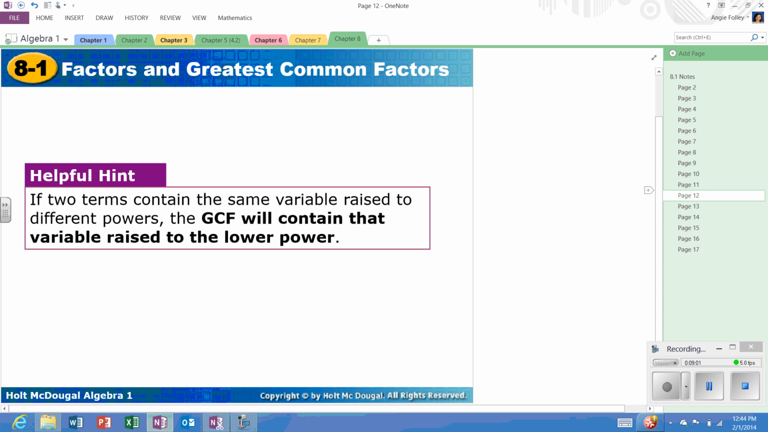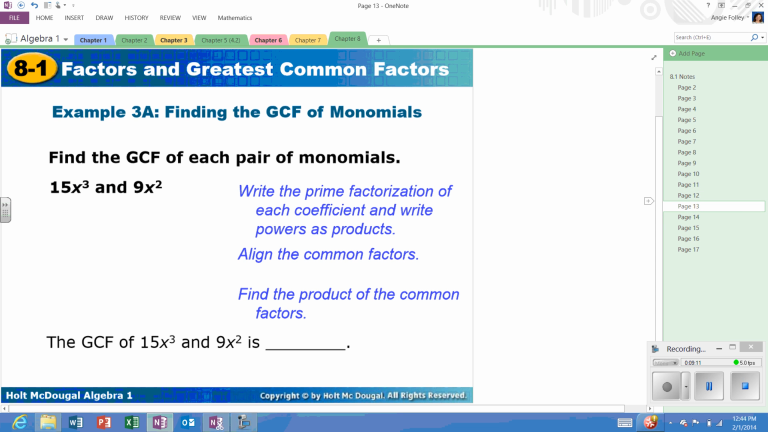So if there are 2 different terms that contain the same variable raised to different powers, the GCF contains the variable raised to the lower power. So I'll show you what I mean by that. We can break 15 down into 3 times 5 times x times x times x. We can break 9 down into 3 times x times x, just 2 x's. So we have a 3 in common, and then we have 2 x's in common. So 3 times x times x is the greatest common factor, which is 3x squared.